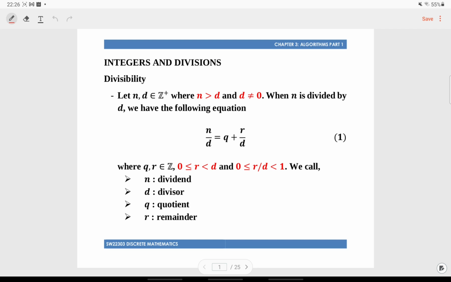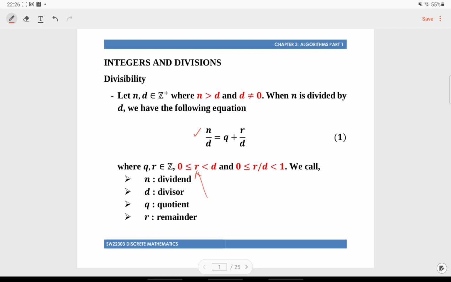Suppose we have two positive integers denoted as n and d, where the integer n is greater than d and the integer d is not equal to 0. When we divide n by d, we have the following equation number 1. It means we divide n by d, so we obtain n over d equal to q plus r over d, where q and r are both integers, and the integer r is located in the range between 0 and d. It can be greater than or equal to 0, and it is smaller than d.